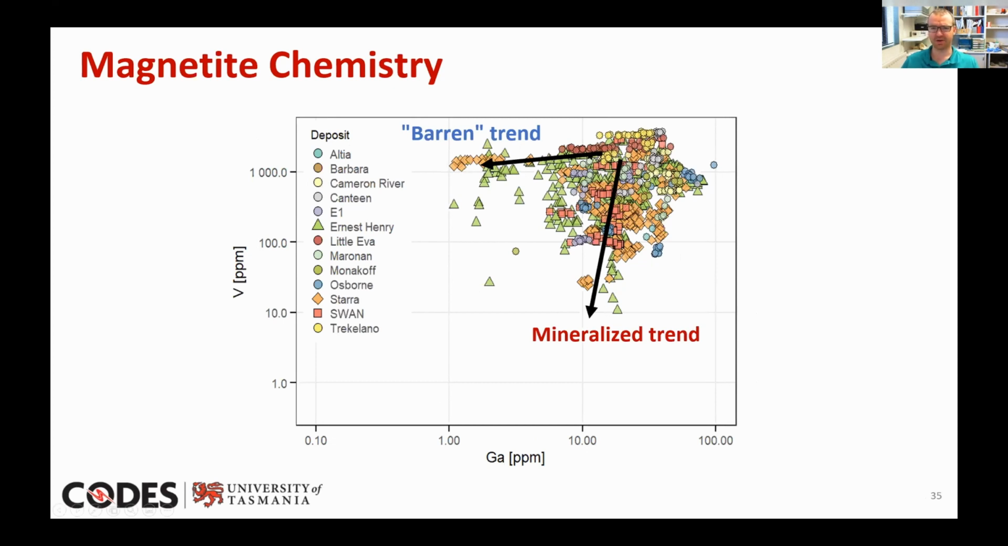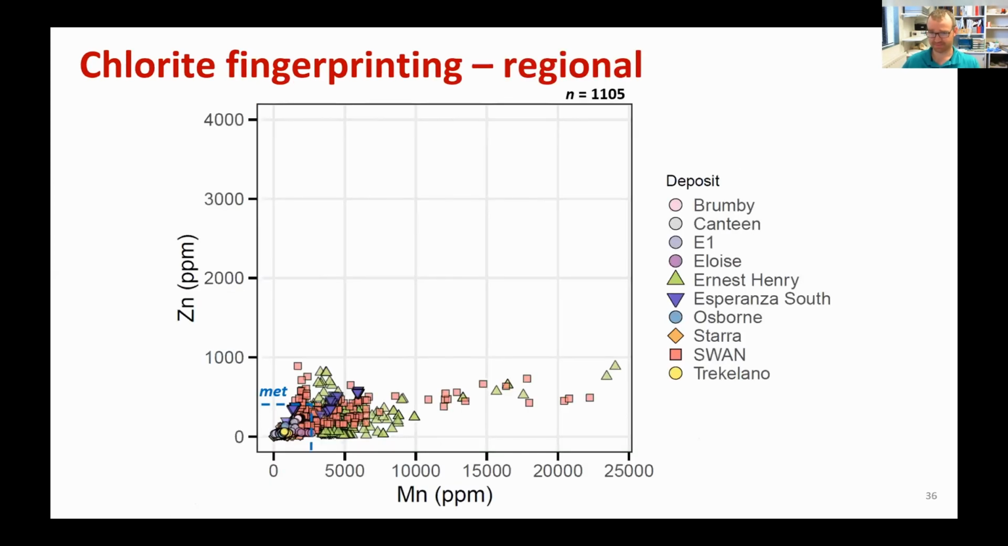Interestingly, the arms of these trends are formed by the 3 deposits that we spent the most amount of time on. The rest of it's kind of hanging out up here, doing whatever it wants to do. So again, further work needs to be done on this to really flesh out what magnetite chemistry is telling us about the fertility of these systems.